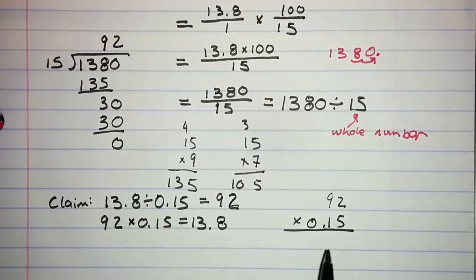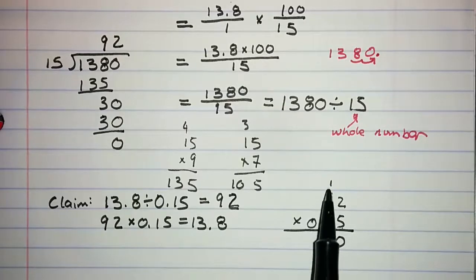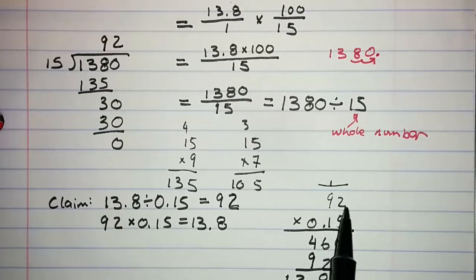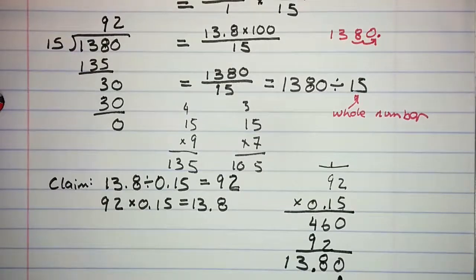Let's see. 5 times 2 is 10. 5 times 9 is 45, plus 1 is 46. 1 times 2 is 2. 1 times 9 is 9. 0, 8, 13, 1, 2 digits to the right of the decimal point. We get 13.80, which is indeed the same as 13.8. Okay. So that worked. Let's look again at what we did.